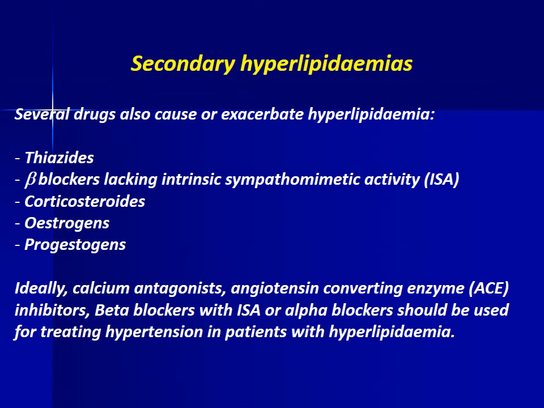Secondary hyperlipidemias. Several drugs also cause or exacerbate hyperlipidemia. Examples of these drugs are thiazides, beta blockers, corticosteroids, estrogens, and progestogens. Ideally, calcium antagonists, angiotensin converting enzyme inhibitors, beta blockers with ISA, or alpha blockers should be used for treating hypertension in patients with hyperlipidemia.